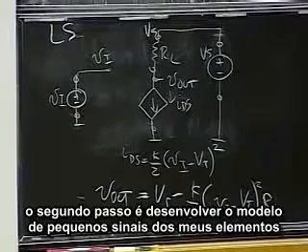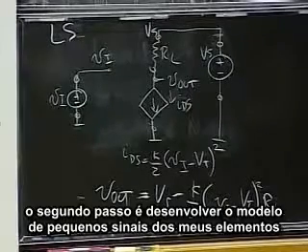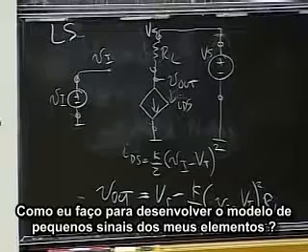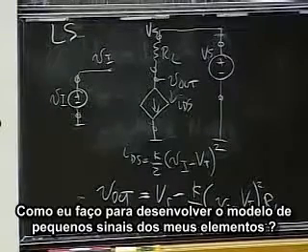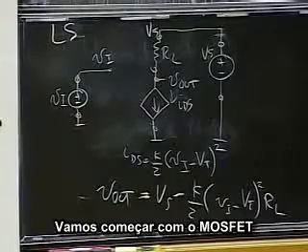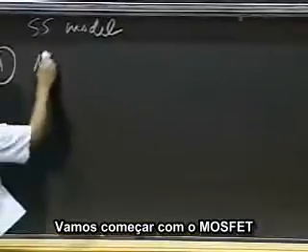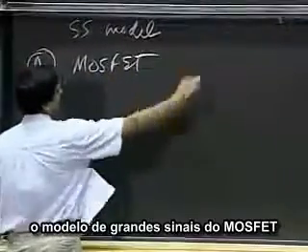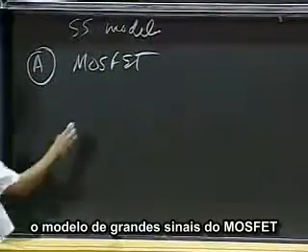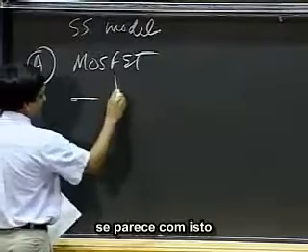The second step is to develop the small signal model of my elements. So how do I go about developing the small signal models of elements? Let's start with the MOSFET. The large signal model for the MOSFET looks like this.